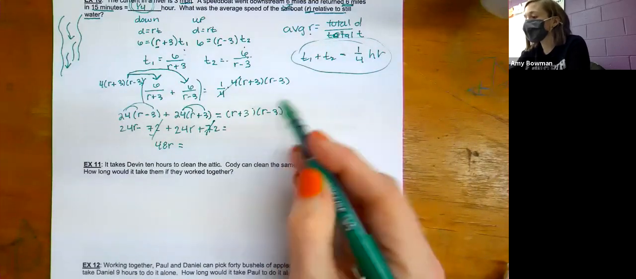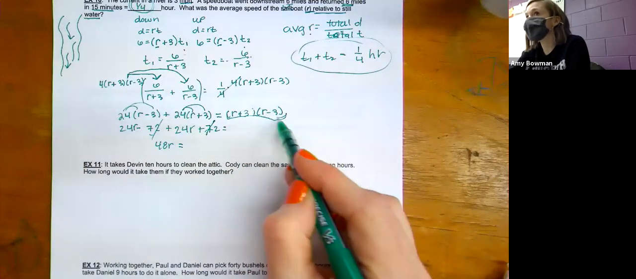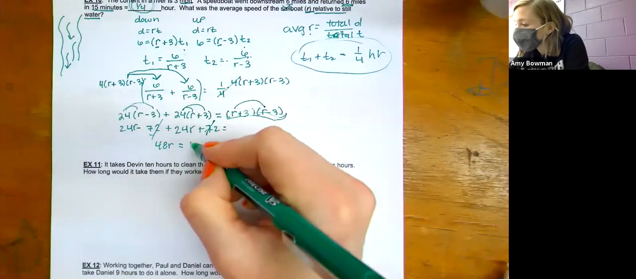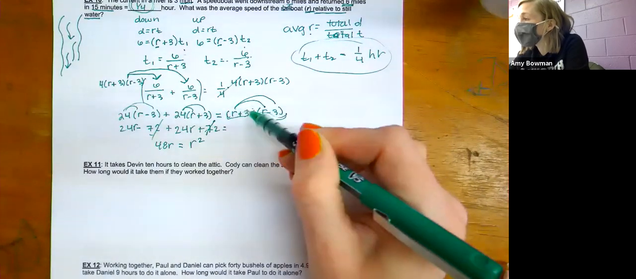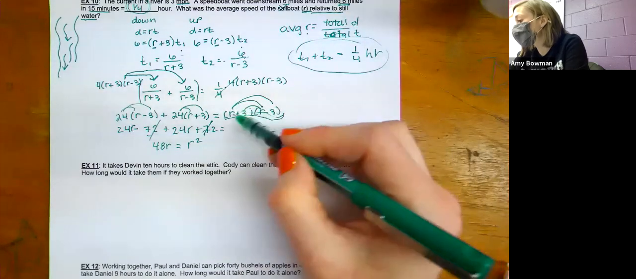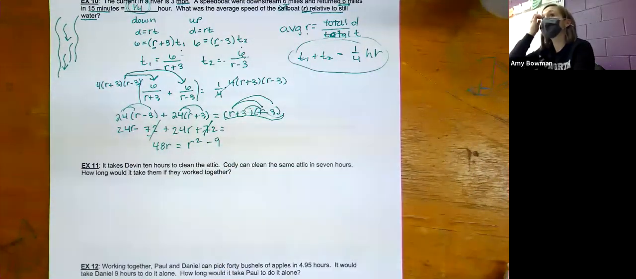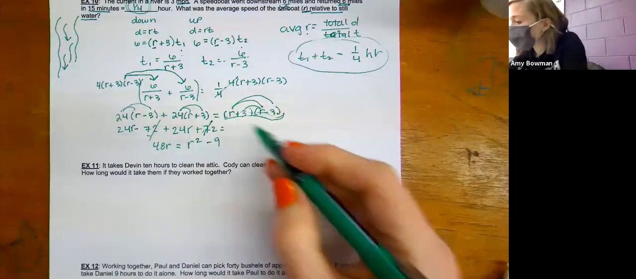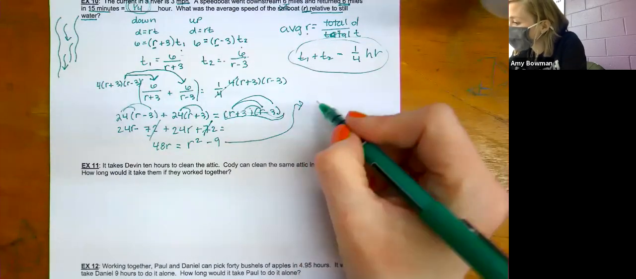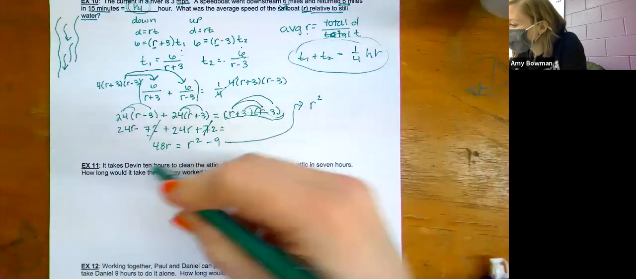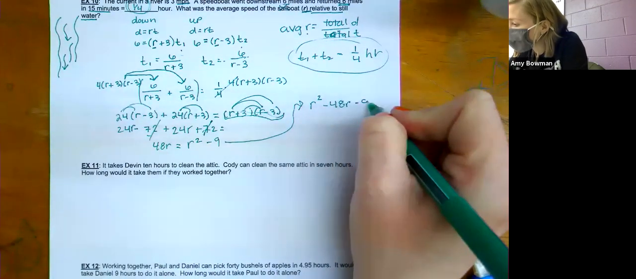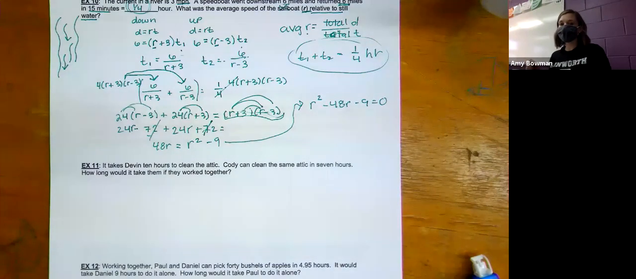On the right, we need to multiply R plus 3 times R minus 3, which is a difference of squares. So that's going to be R squared minus 3R plus 3R. The middle terms always cancel out in a difference of squares, so it ends up just being R squared minus 9. Okay. Now what? That's right. Put everything on one side. So subtract 48R. R squared minus 48R minus 9 equals 0.